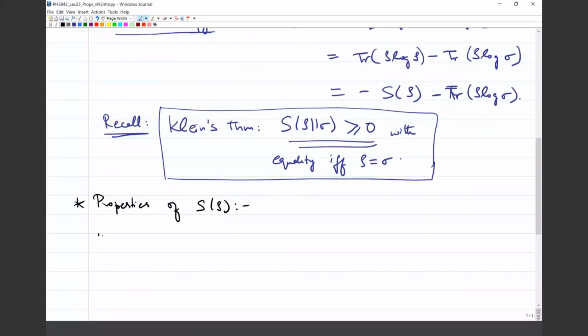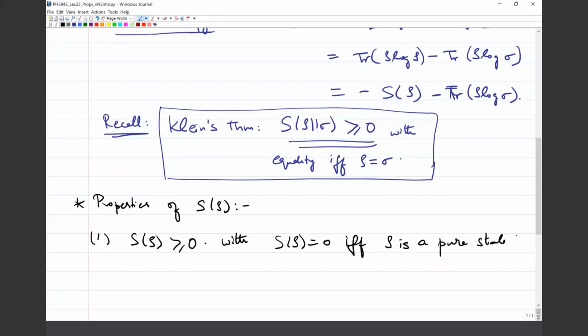Okay, so first, the entropy is always positive, with 0 if and only if, yes, what is the condition? We already discussed this yesterday. When is the von Neumann entropy 0? Sorry? Yeah, I can't hear you very well, Nilka. But anyway, I guess that you said that rho must be a pure state, right?